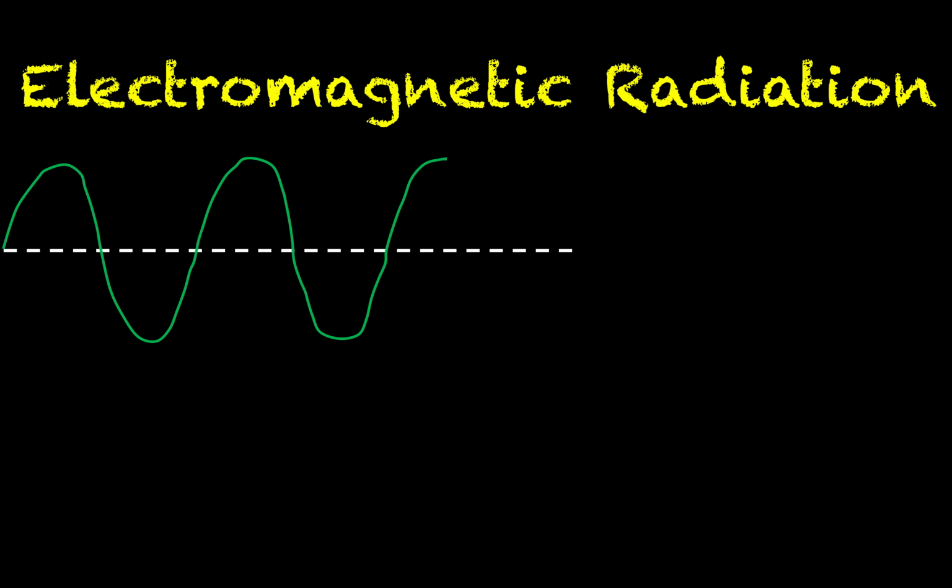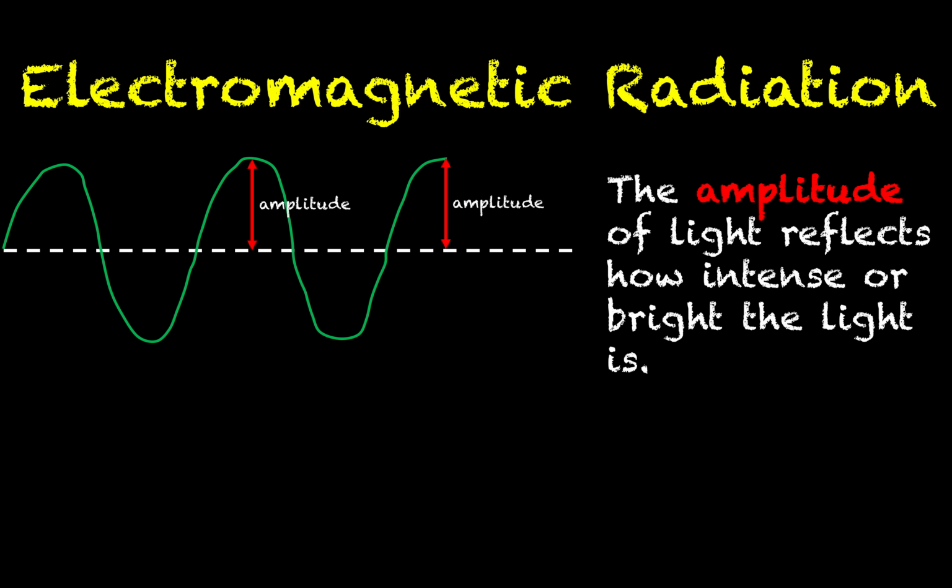If you actually look at the wave-like behavior of electromagnetic radiation, there are a couple of new terms that we're going to need to introduce here. The first is the amplitude of the light. If you imagine an imaginary dotted line bisecting the waveform of the light so that it splits it into two halves, the amplitude represents the height of each individual peak. What this amplitude reflects is how intense or how bright the light is.